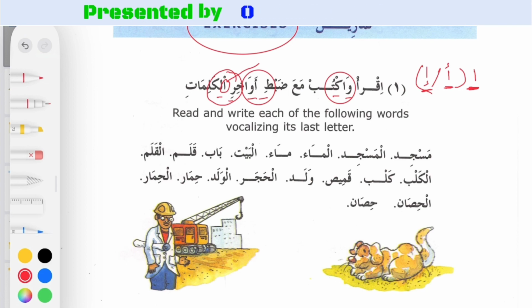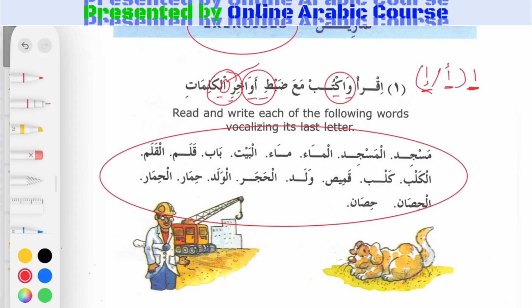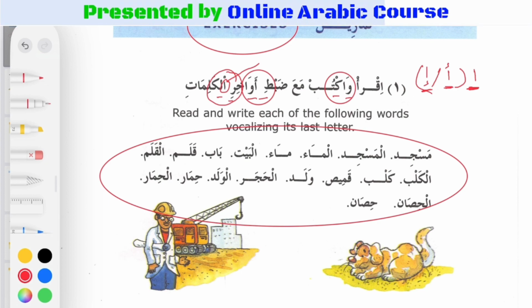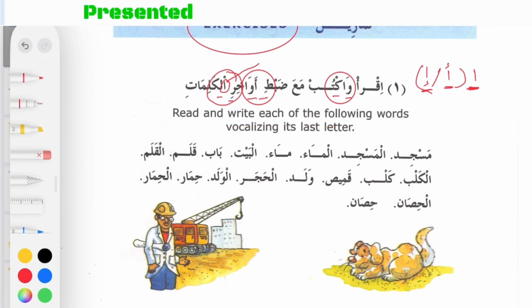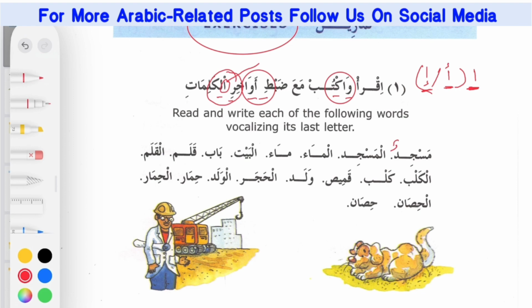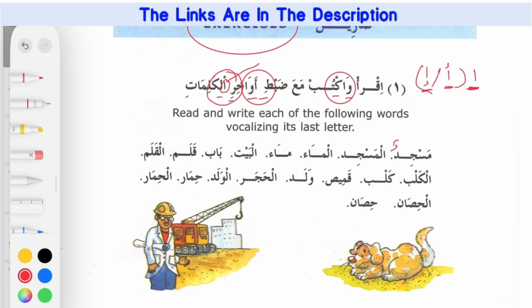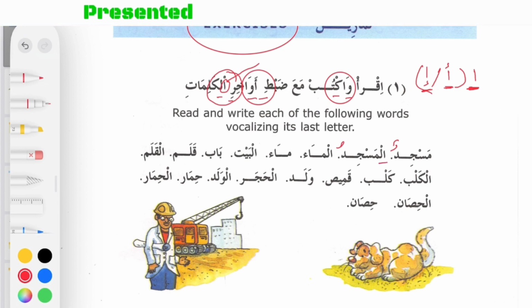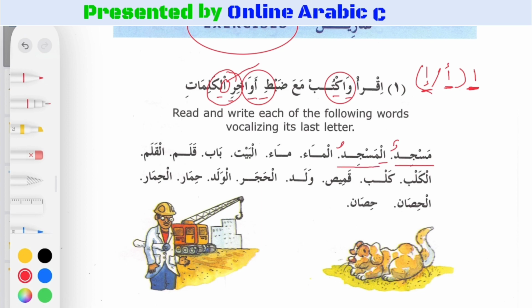So according to this instruction of this exercise, we will read these words and we will write the vowel signs, dhamma, fatha, kasra, or tanween, according to the rule of ma'rifa and nakira. So the first word is masjidun. There is no al, that's why we will read with tanween, masjidun, and then al masjidu, because of alif lam in the beginning. So it is masjidun, it is nakira, al masjidu, it is ma'rifa.